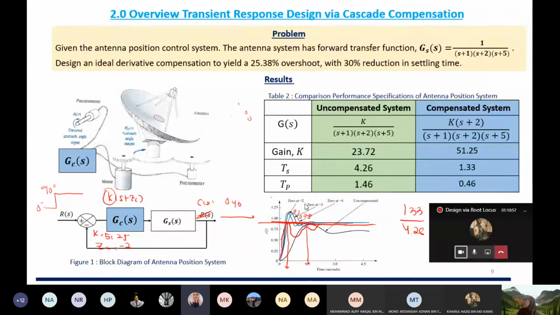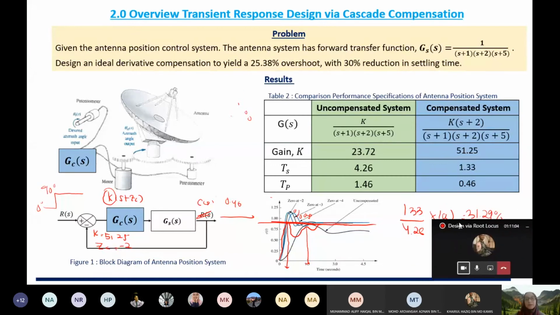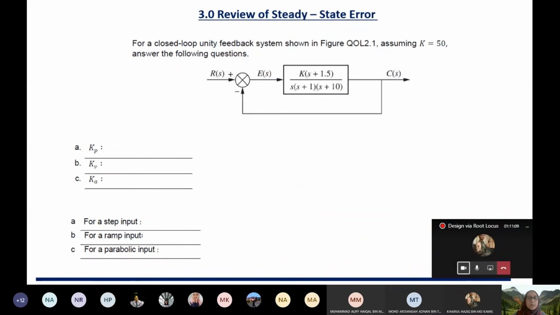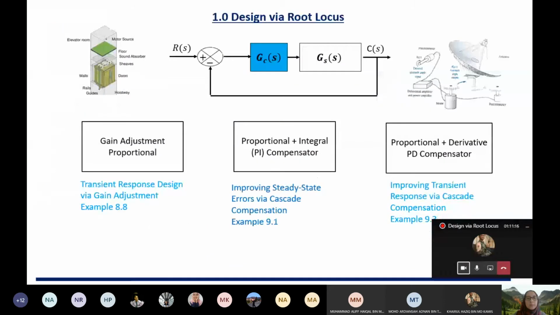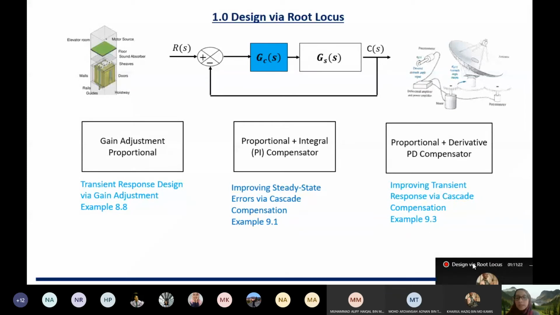So this is for cascade compensation. Okay, let's move to our lecture today. This is the summary from yesterday. Yesterday we were talking about improving the transient response, which is this one. This is yesterday, and this is yesterday. So today we are talking about improving the steady state errors.